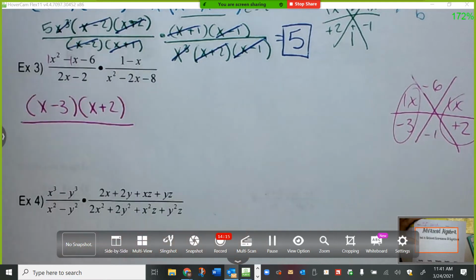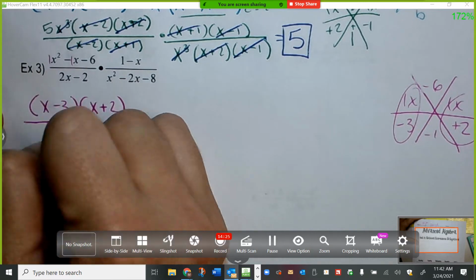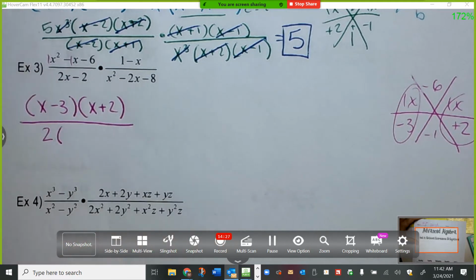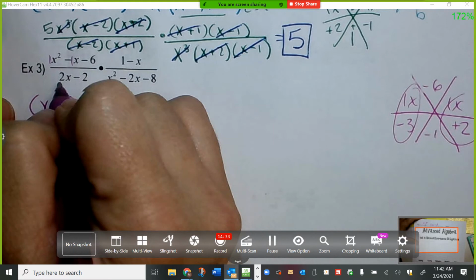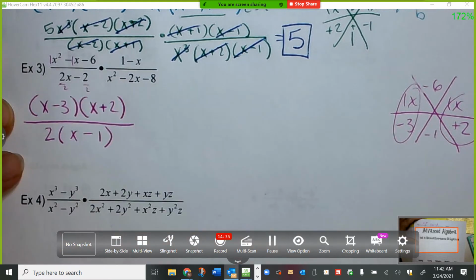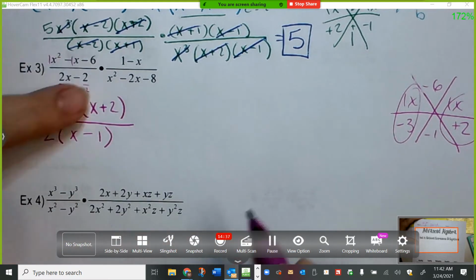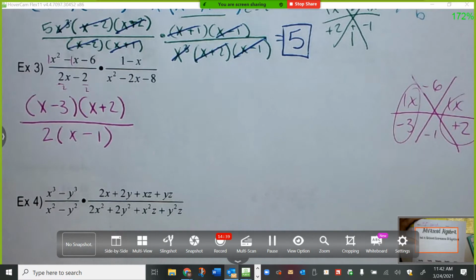Now let's look at the denominator. Is it in order? Does it have a GCF? What's the GCF? 2. And when I take out that 2, what am I left with? X minus 1. Because remember, it's like dividing both pieces by 2. So 1x minus 1. Does that make sense?